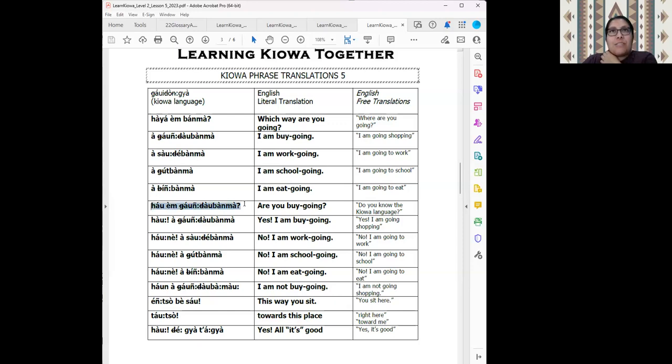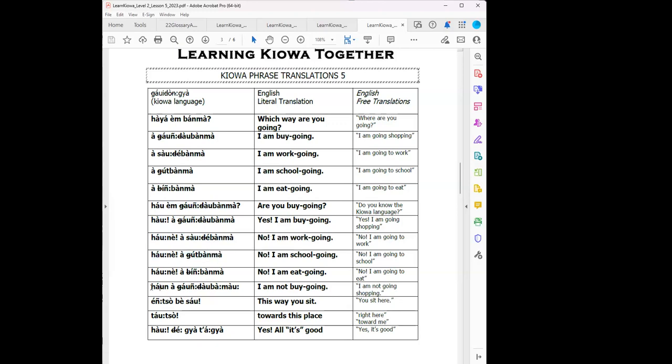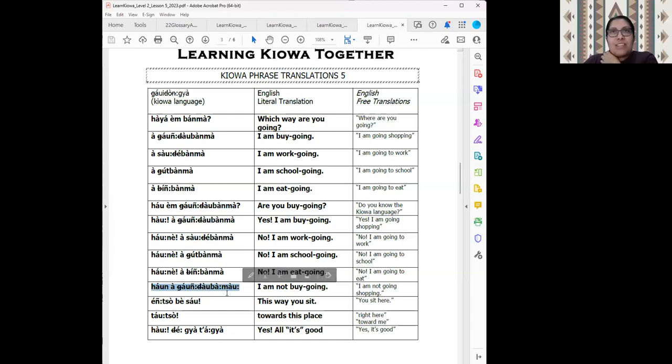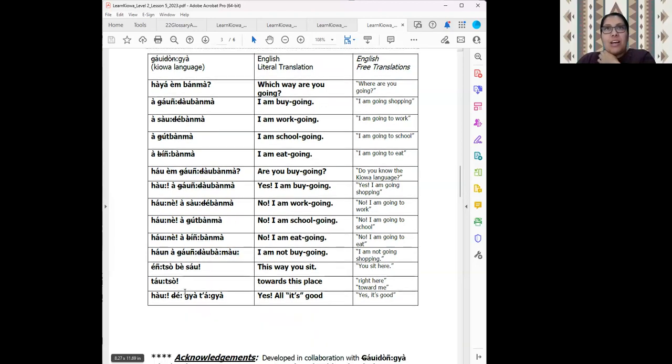The next set of phrases is whether or not you're going shopping. So you're asking someone, are you going shopping? And they can answer yes, they are, or you can answer no, and then say where you're actually going. You could also answer with a negative, saying that you're not going shopping. And finally, the last couple phrases are the directions for when someone tells you where to sit, like if you're saying towards here.